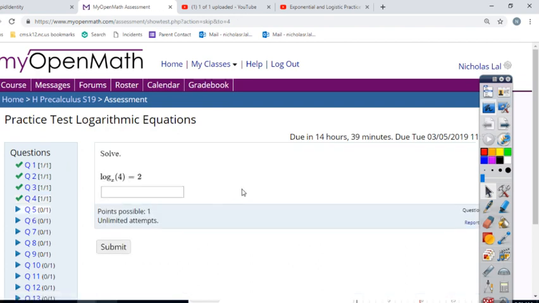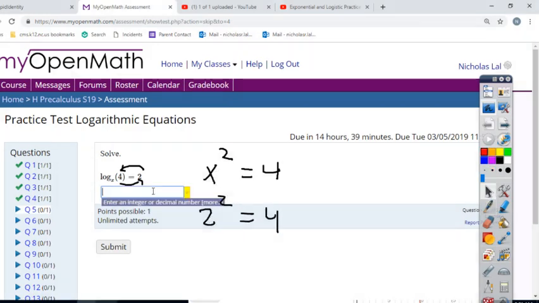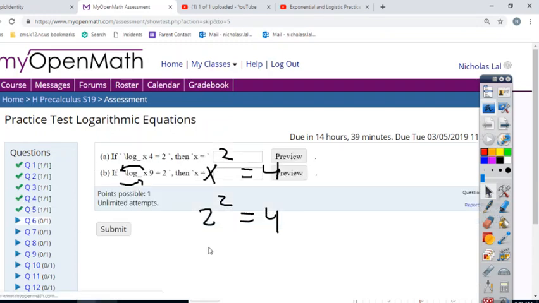The log base x of 4 is equal to 2. Rewrite this logarithm as an exponential function. So, x raised to the second power is equal to 4. The base is x. Swoosh to the 2 is equal to swoosh 4. What squared is equal to 4? 2 squared is equal to 4. X is equal to 2. Question 6.